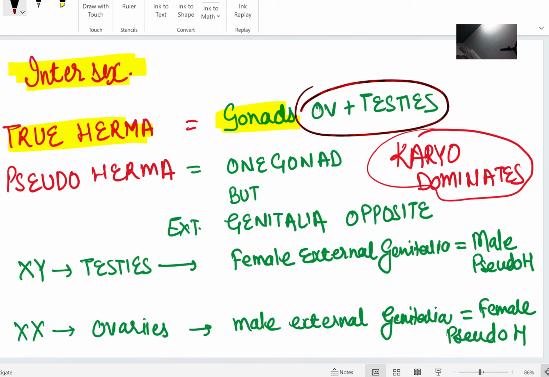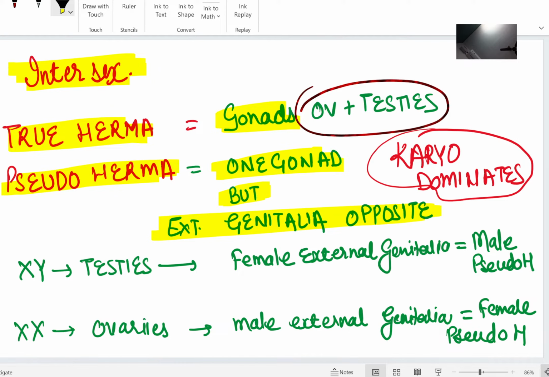Okay. And what is pseudo hermaphrodite? Pseudo hermaphrodite means that the gonad is of one type, but the external genitalia is opposite to that of the gonad. Okay. Pseudo hermaphrodite means that external genitalia is opposite to that of the gonad. Is it okay?